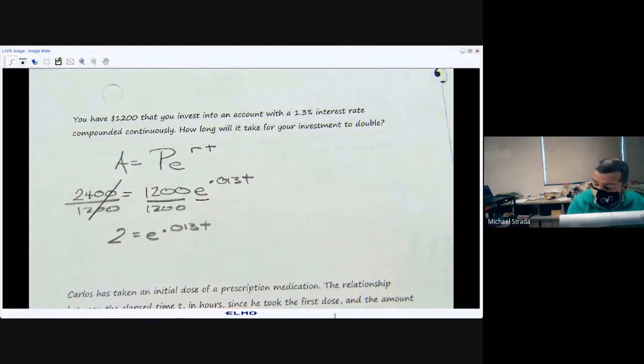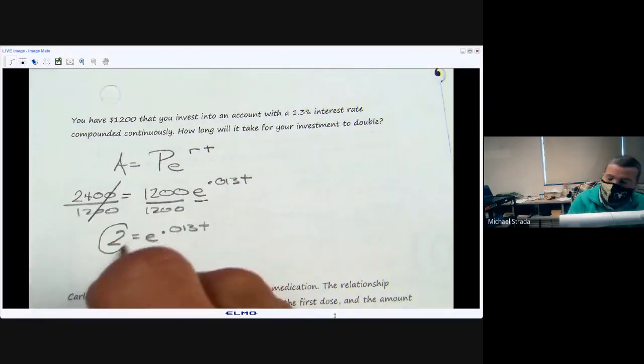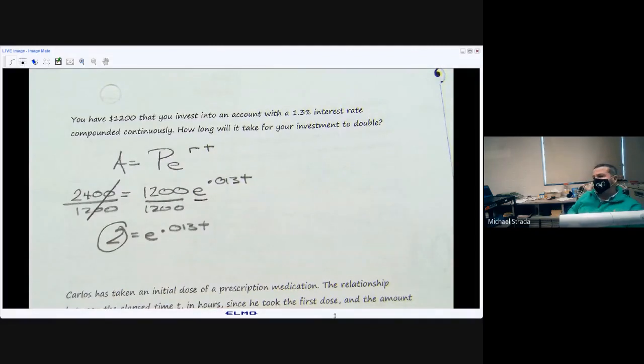All right, whenever a problem asks you to double, ladies and gentlemen, you can go right to that if you'd like. You don't need to set up with the 2,400 and 1,200. Because whenever it doubles and we divide, we're always going to get back to 2. If it asks you to triple, 3. Okay? So there you go. So 2 equals e to the 0.013t.